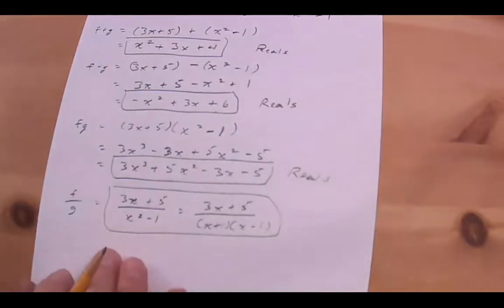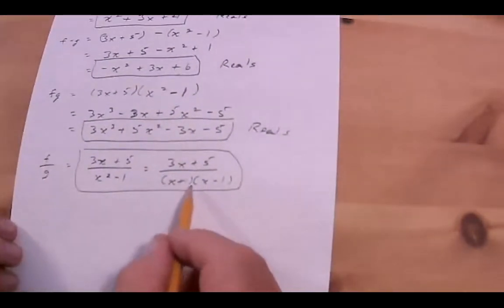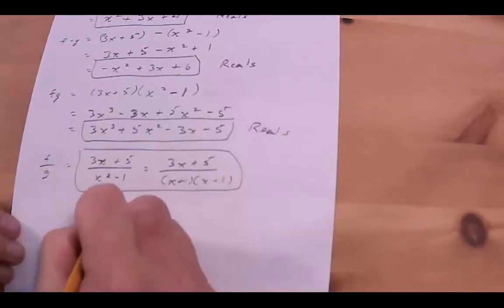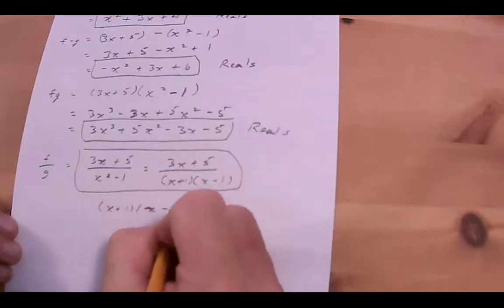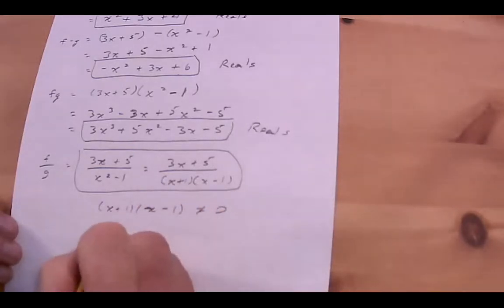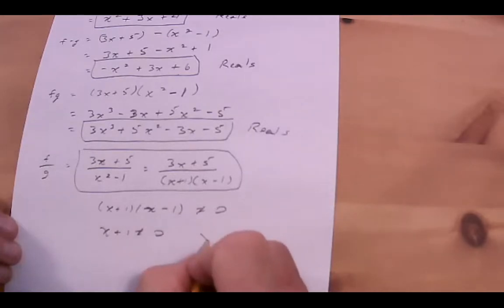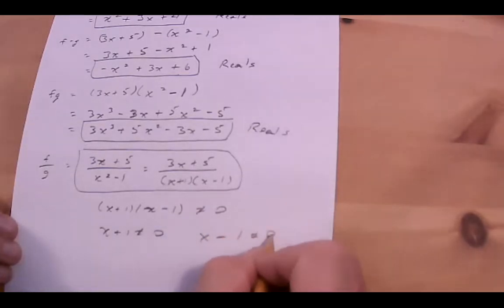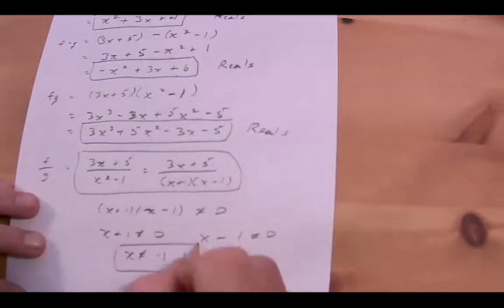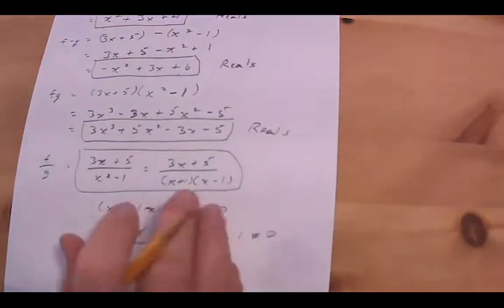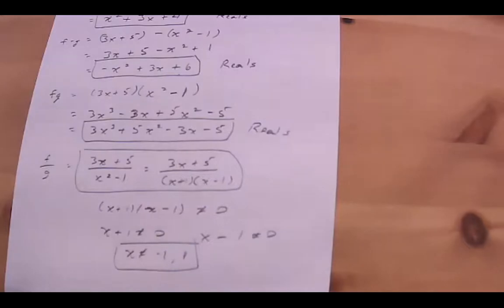As far as the domain goes, there is a denominator that cannot be 0. So x plus 1 and x minus 1 cannot be 0. That means x cannot be negative 1, nor can x be 1. That would be the domain of this particular function. And that does it for page 4.